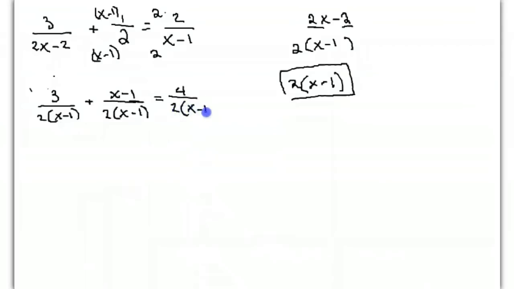But the hard part is over with. The reason why is because all the denominators are the same, so you get rid of them. So what would the next step be? It'll be 3 plus x minus 1 equal 4. Something simple. And so what are your like terms on the left side? 3 and 1. So you got 3 minus 1. That gives you what? So that's a 2 plus x equal 4.